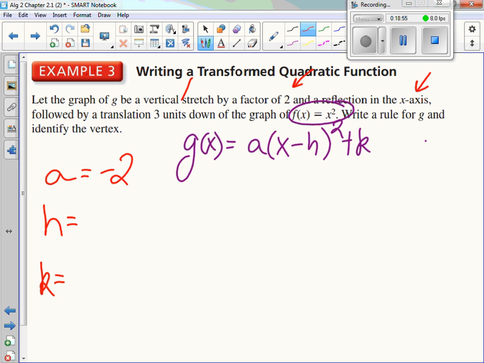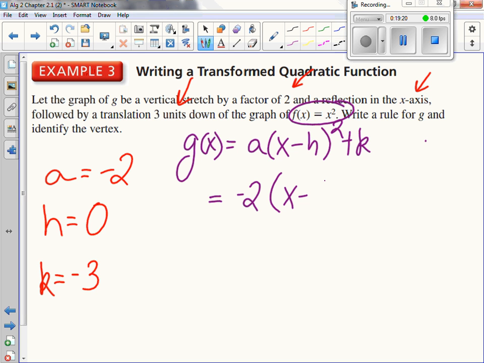Followed by a translation of 3 units down. Well, up and down was our K. And since it's down, it would be -3, and our H is 0, because we're not moving it left or right, correct? And again, this only works if the function we're transforming is x squared. So we said the value of A was -2. The value of H is? Well, x minus 0 is the same as just x by itself, yes?